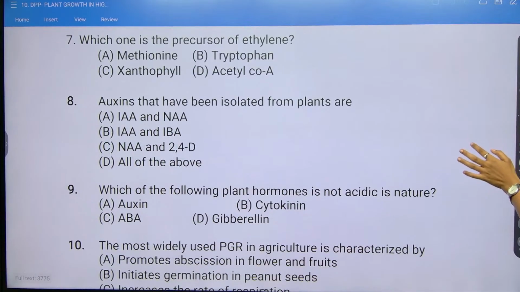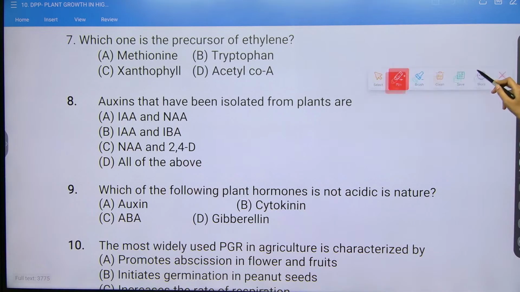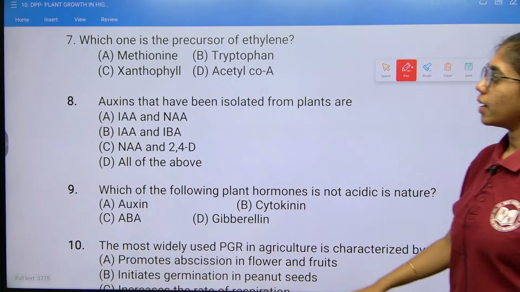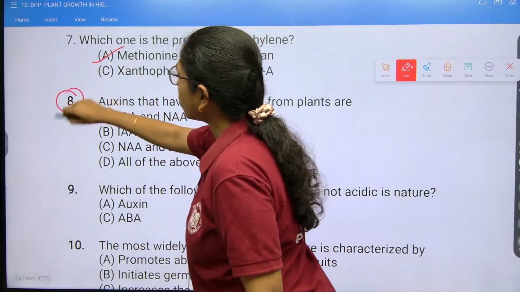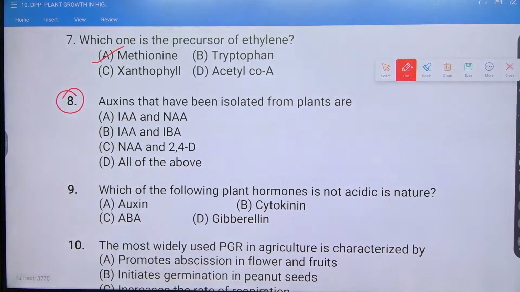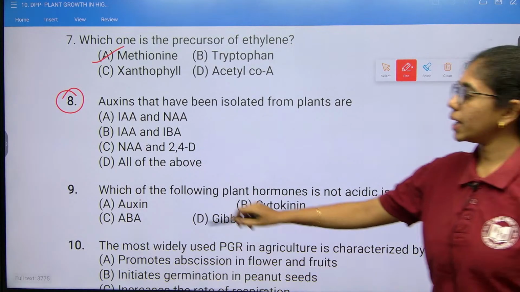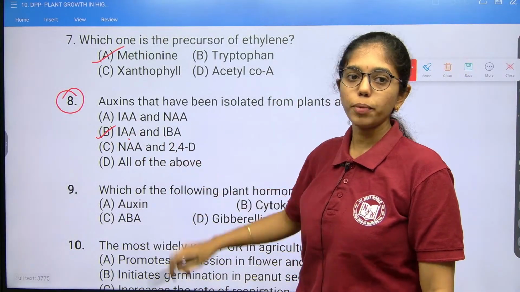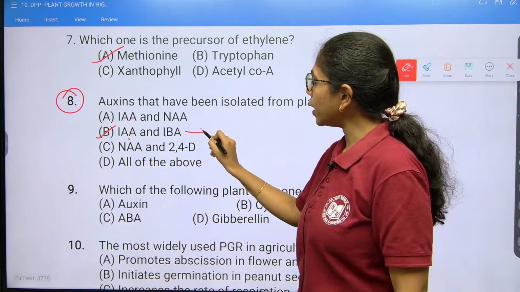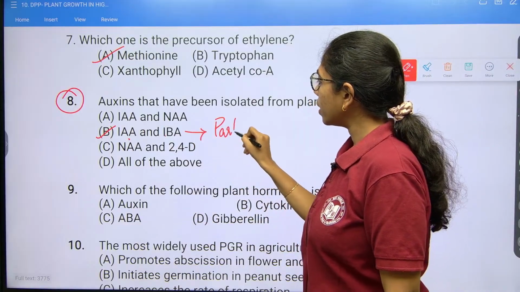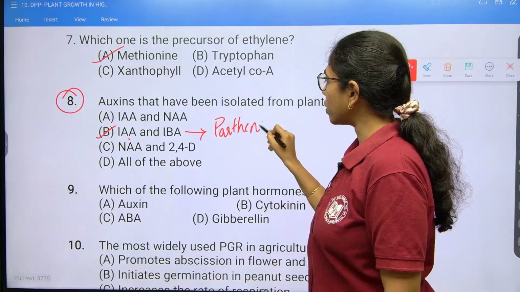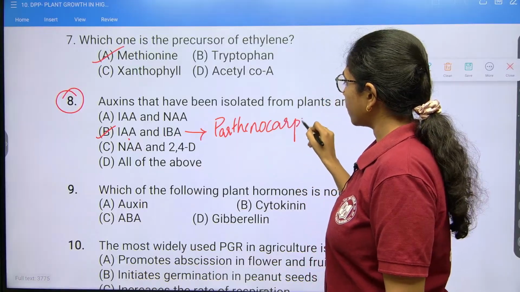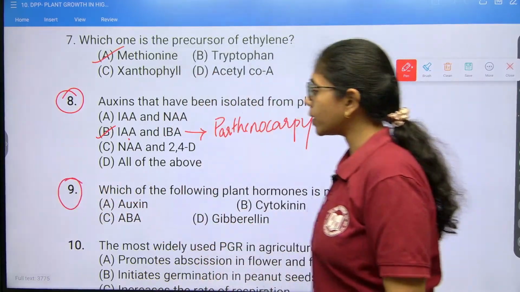Be a little active, louder. Which one is the precursor of ethylene? A. Methionine. 8th question ma? B. These are natural auxins, indole acetic acid and indole butyric acid. What function do they do? Parthenocarpy. Their application is parthenocarpy. 9th question.